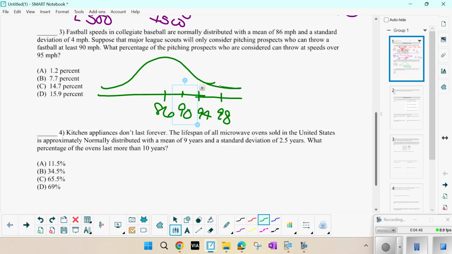So here's where we kind of run into a little bit of a problem. The first part of this problem is talking about they have to throw at least 90 miles an hour. Well, 90 is one of our standard deviations.